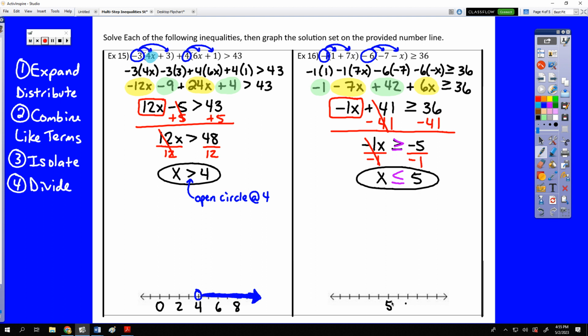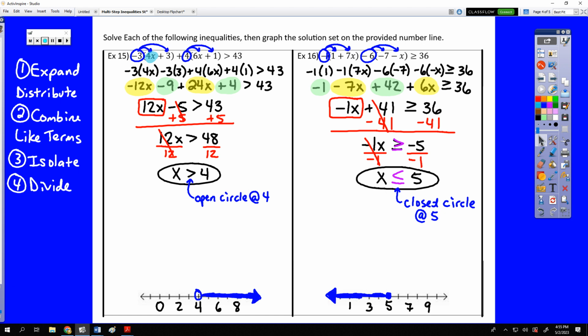This means 5 needs to be in the middle, a couple numbers above and below it on the number line. Our symbol here is telling us that we have a closed circle at 5. So we're going to close that circle up at 5, okay? And then it's telling us which direction to shade. It's telling us to shade to the left. So we're going to shade the less than side, including the arrowhead. And that is our solution and our graph for example 16.